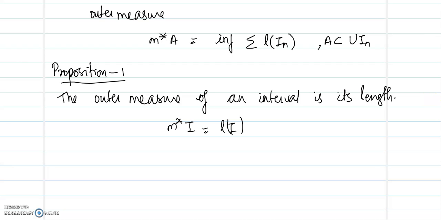There are three cases. The first case is when I is a finite closed interval, and the second case is when you have a finite interval which is open or semi-open, and the third case is when you have an infinite interval. So in all the three cases, we will show that its outer measure is the same as the length of the interval. So let us look at the proof.